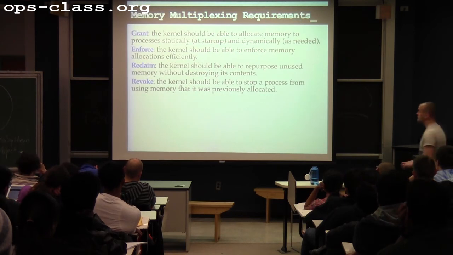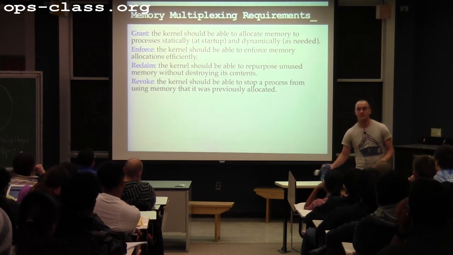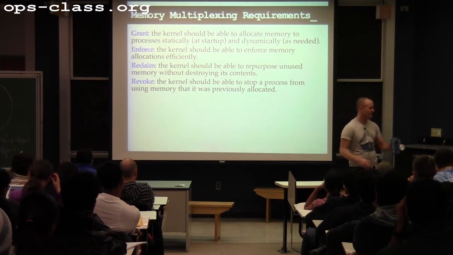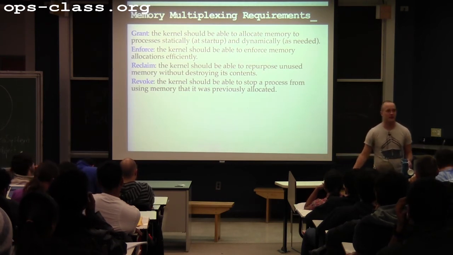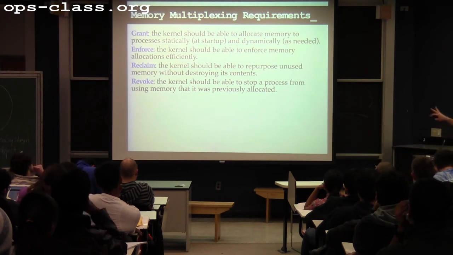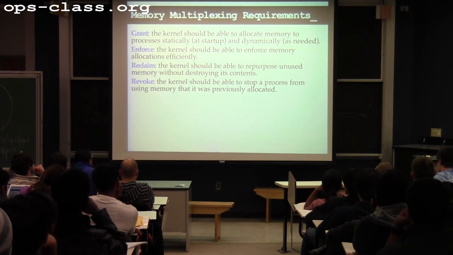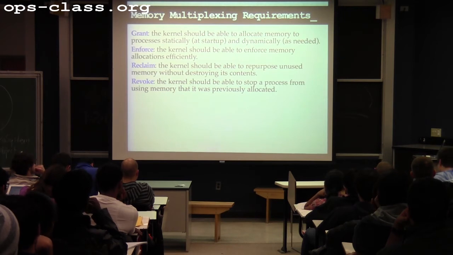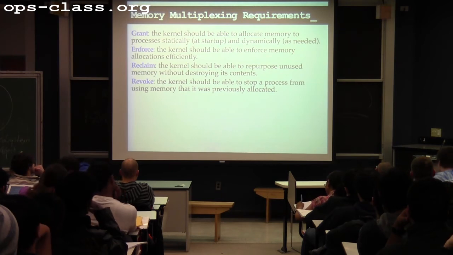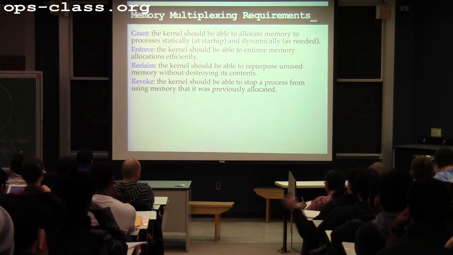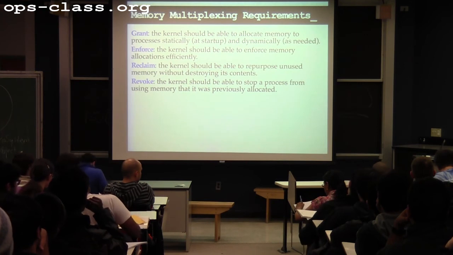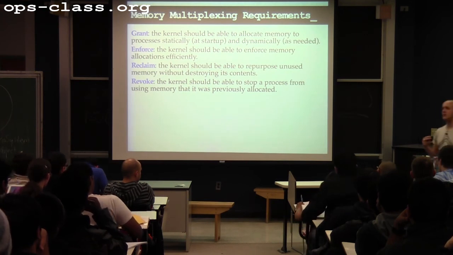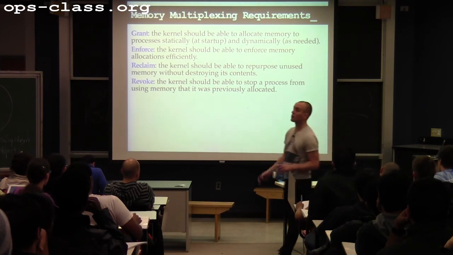All right, so hopefully at this point we've developed some design requirements for memory multiplexing. We'll talk in a minute about analogies between these and what we do with the CPU. But I'd like to be able to grant access to memory. I clearly need to do that in order to allow tasks to run. They need to use memory. And I'd like to do that statically, when the process starts up and needs a certain amount of memory. Where do the initial contents of the process come from? Where is the initial layout of the process's memory stored?